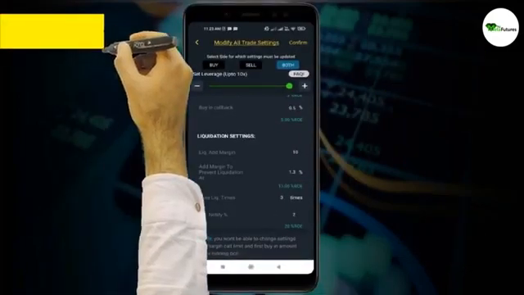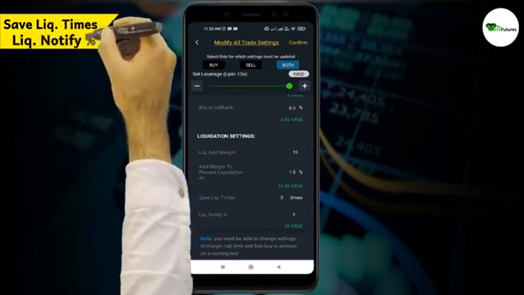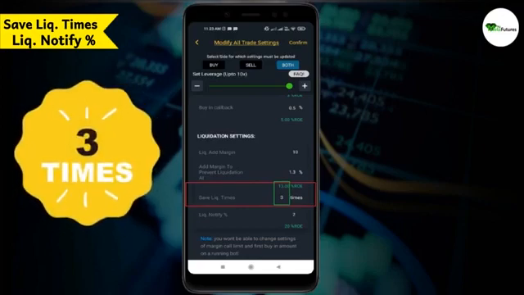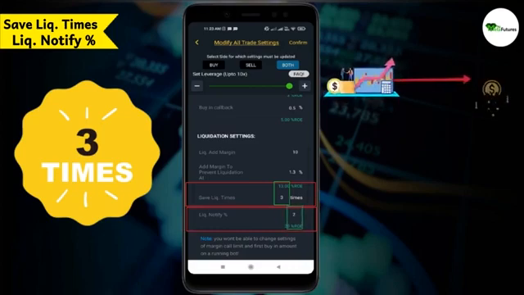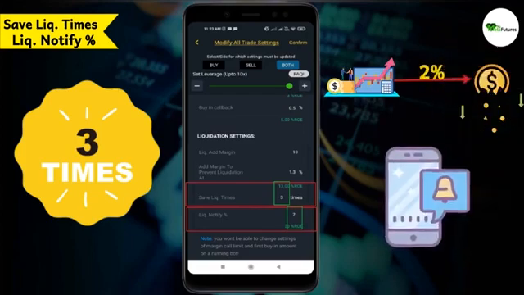Next are save liquidation times and liquidation notify percentage. Save liquidation times is the number of times you want the bot to add liquidation margin automatically. As I have entered 3 times in save liquidation times, the bot will add the liquidation margin amount 3 times. Next is the liquidation notify percentage. In it, I have entered a 2% value. When the margin between the current price and liquidation price remains 2%, the bot will send a notification on your phone.